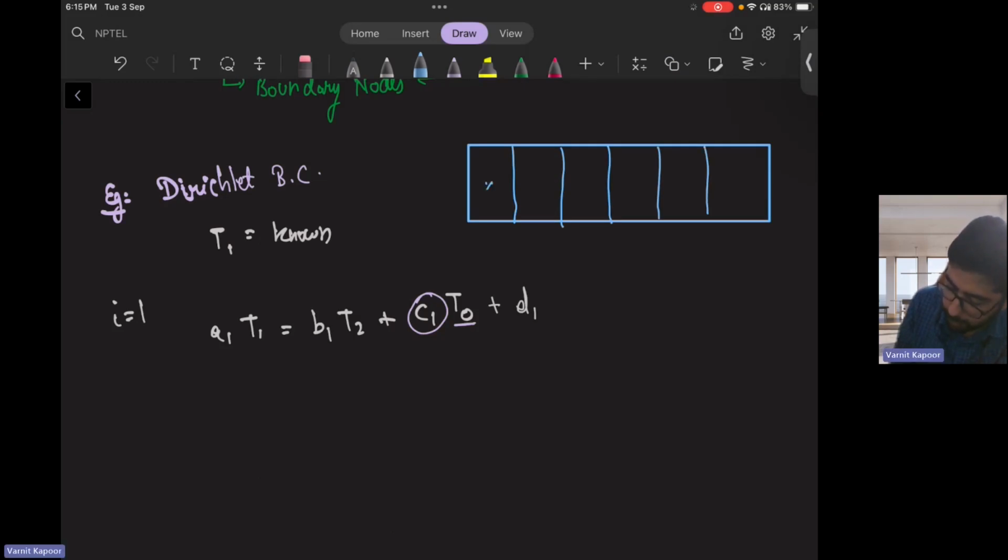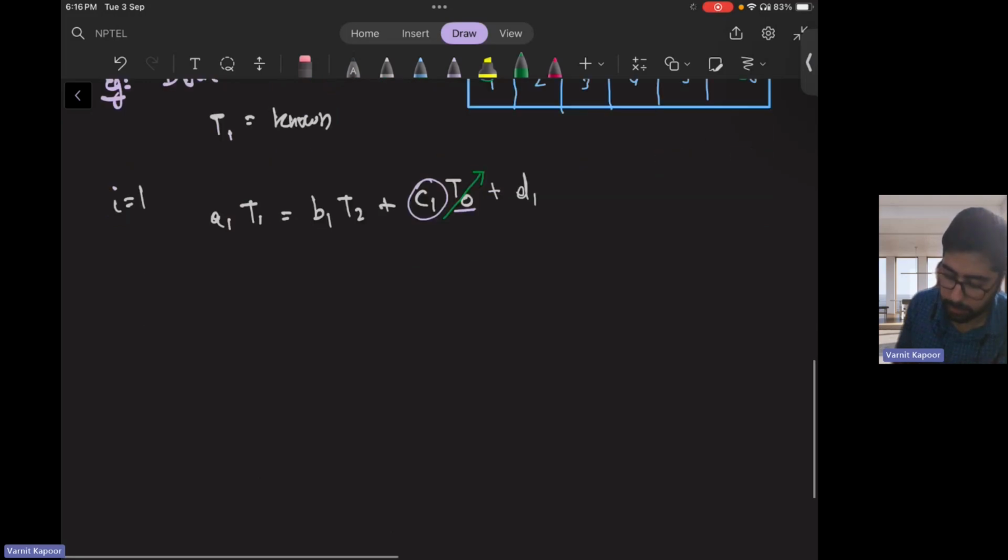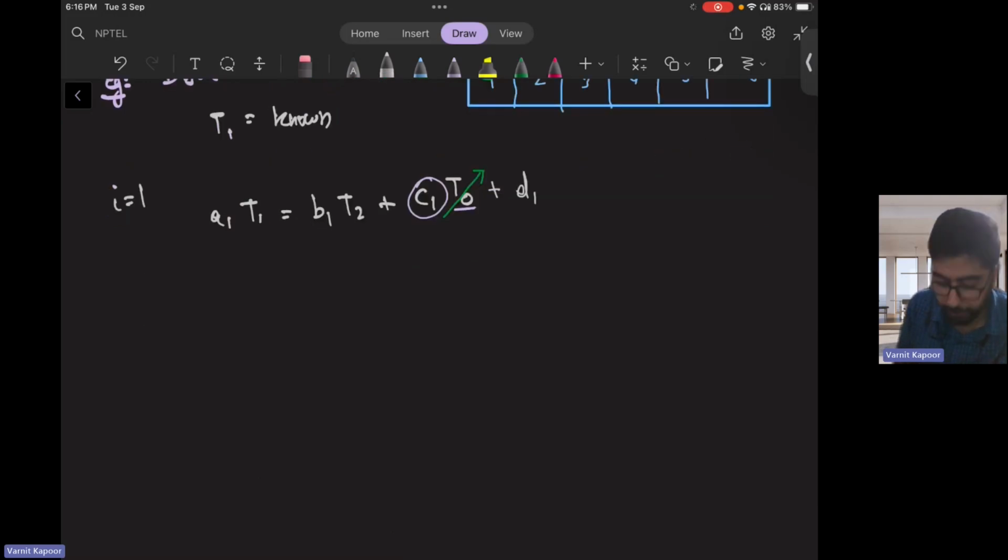So this is your first node. This is your second node. This is your third, fourth, fifth, and sixth node. So there is nothing. This is the boundary node. There is nothing here to the west of it, so this term is not possible. That means the coefficient of C1 is 0 here. We can say trivial, for the trivial solution.